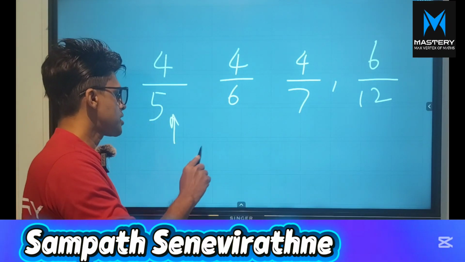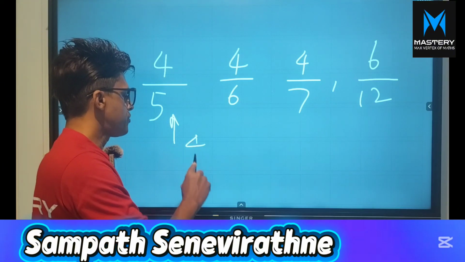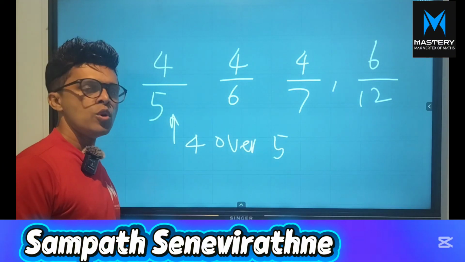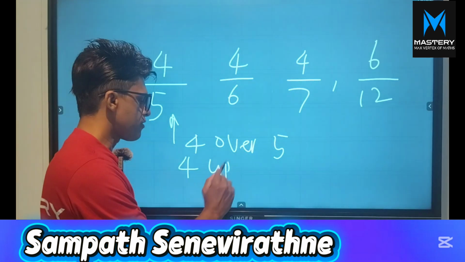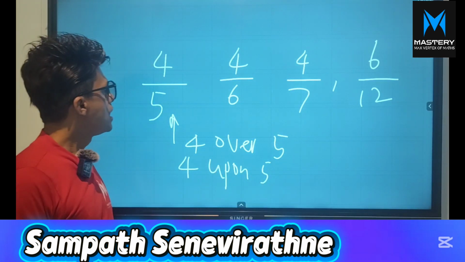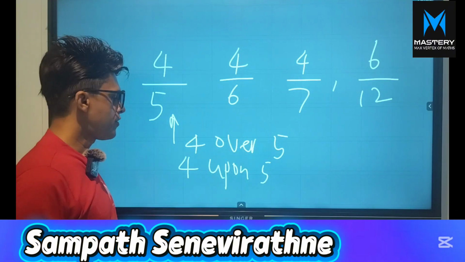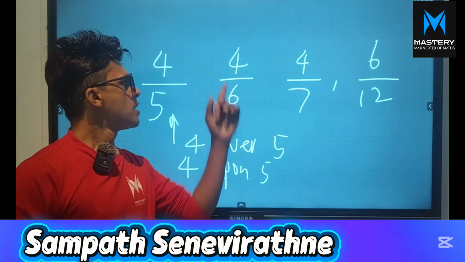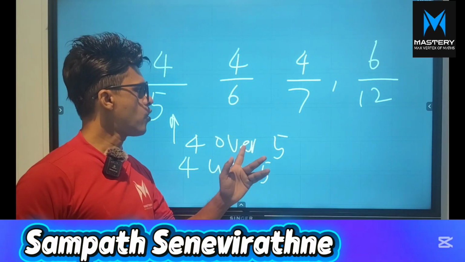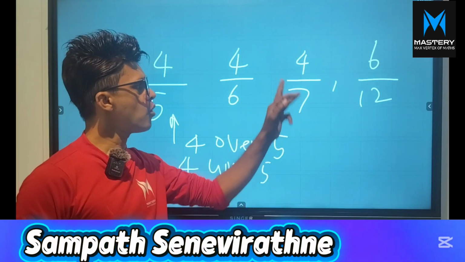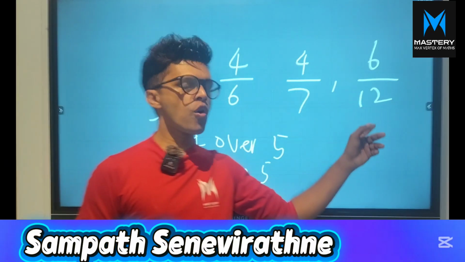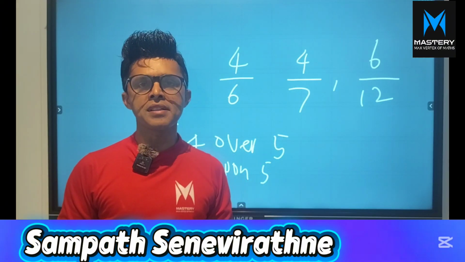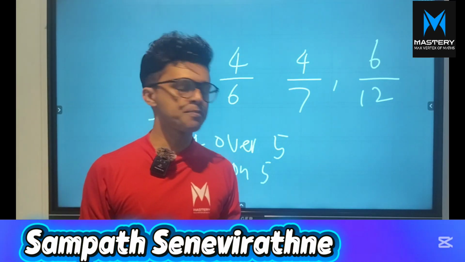This can be mentioned as 4 over 5, or 4 and 5. Then this one also can be read as 4 over 6 or 4 upon 6, 4 over 7 or 4 upon 7, 6 over 12 or 6 upon 12. That's the way of mentioning these fractions.